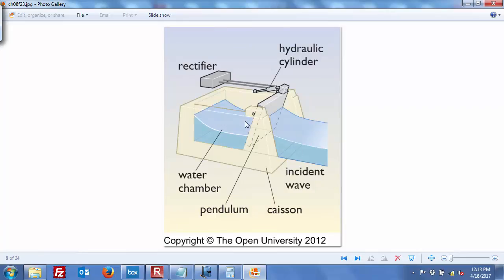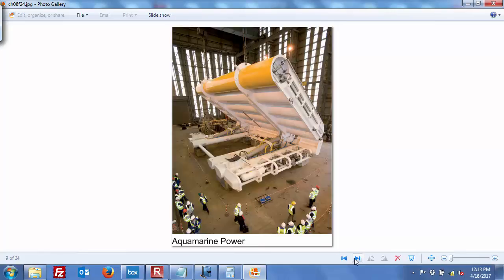Here's just another example. As this guy flaps back and forth, energy is harvested. Here it is full scale. Fun.